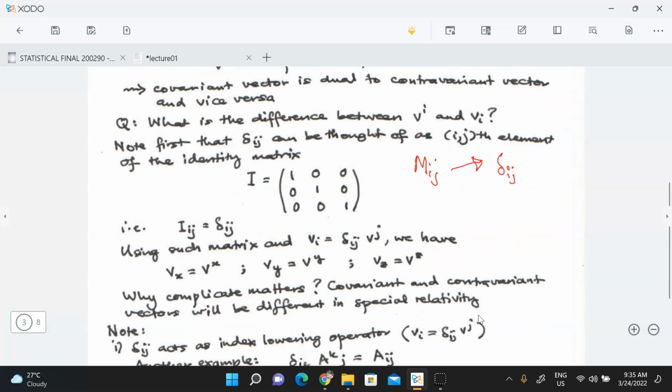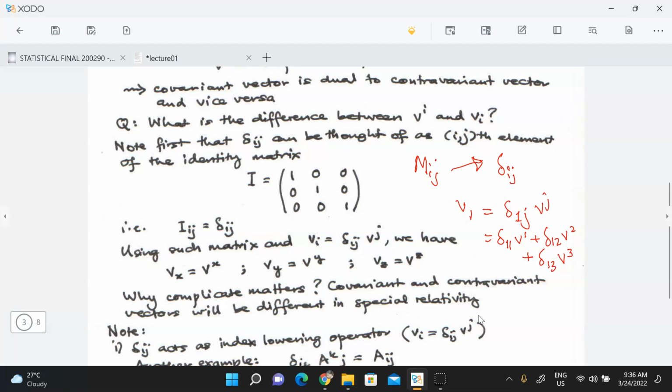So what happens when you do the contraction? Let's say you try V1, delta 1J, VJ. What do you get? You get delta 1,1 V1, plus delta 1,2 V2, plus delta 1,3 V3.